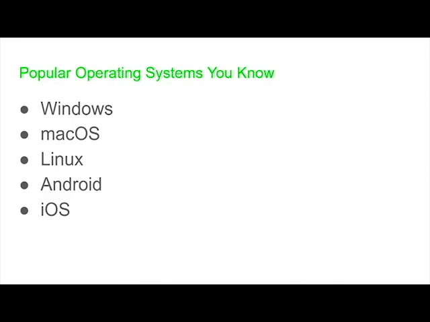So the next one is popular operating systems that you know. Let's look at the operating systems we interact with daily. Most users, like anyone watching this video right now, may be watching on Windows or macOS. If you are watching on your mobile, then you may use Android or iOS. And Linux is an open-source operating system widely used for servers, computers, and also on the desktop. Its popular distros include Ubuntu, Fedora, and Debian.